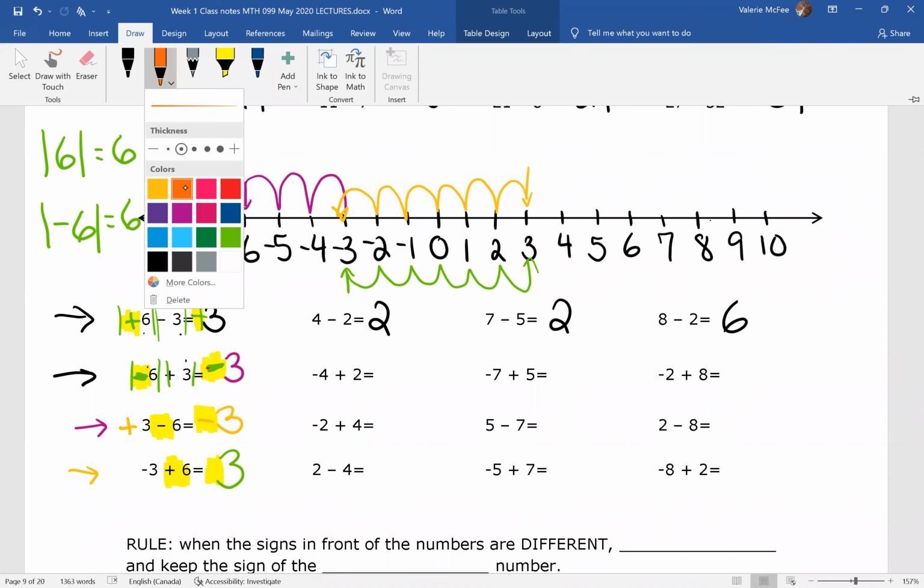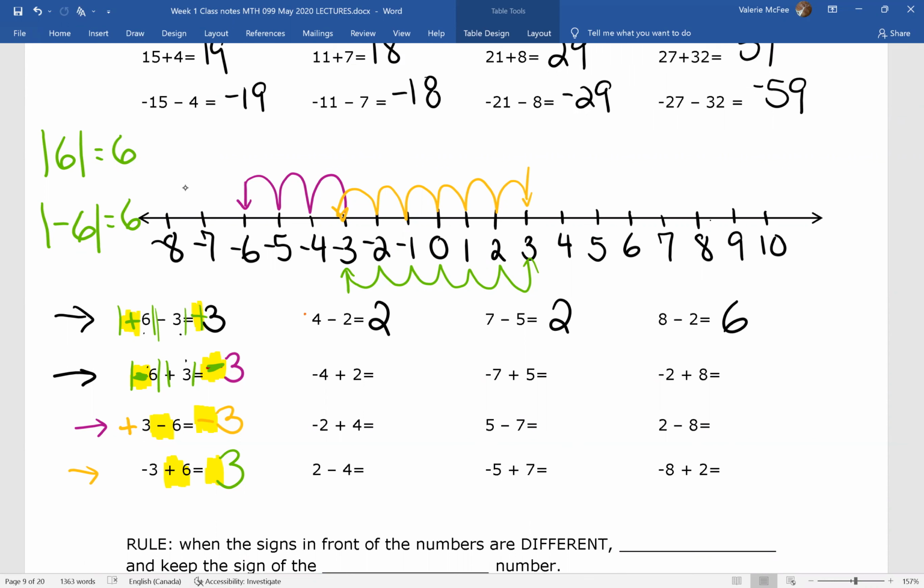If I look at the next column of questions, the absolute value of 4 is greater than the absolute value of 2. My answer was positive. -4 has a greater absolute value. The answer will be negative. +4 has a greater absolute value. My answer is positive. -4 has a greater absolute value. My answer is negative. And in each case, we subtract.